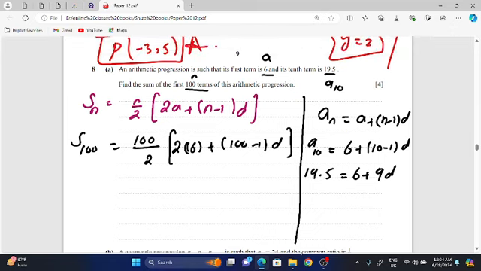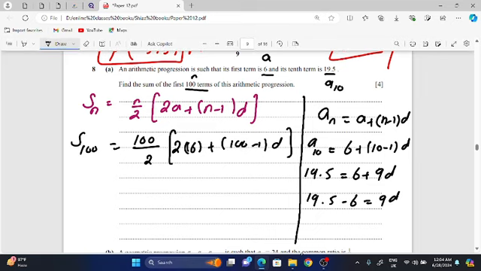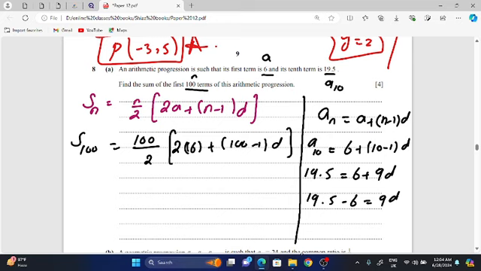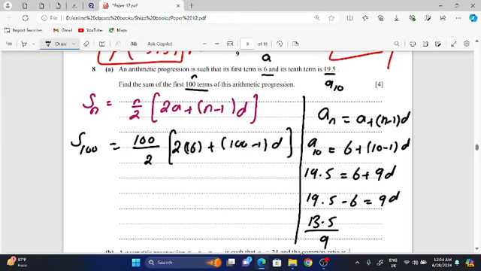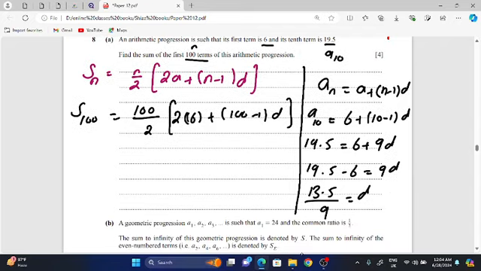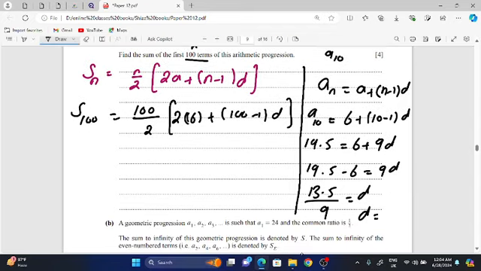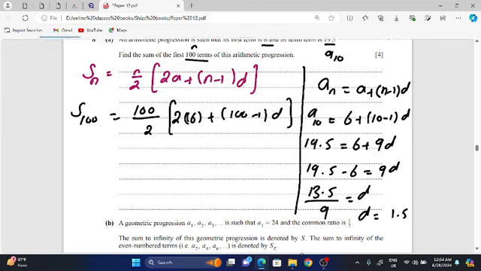I will shift 6 onto the other side. It becomes 19.5 minus 6, which equals 9d. I need to find d, so I will divide by 9 onto the other side after taking away 6 from 19.5. So 19.5 minus 6 becomes 13.5, divided by 9, which equals d, and my difference of two consecutive terms is coming as 1.5. So that is my d.